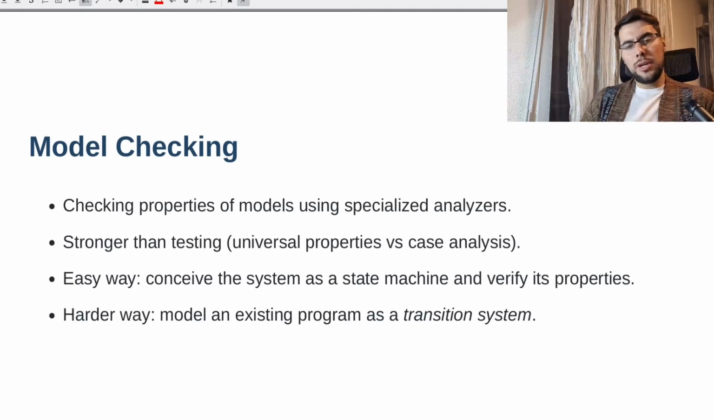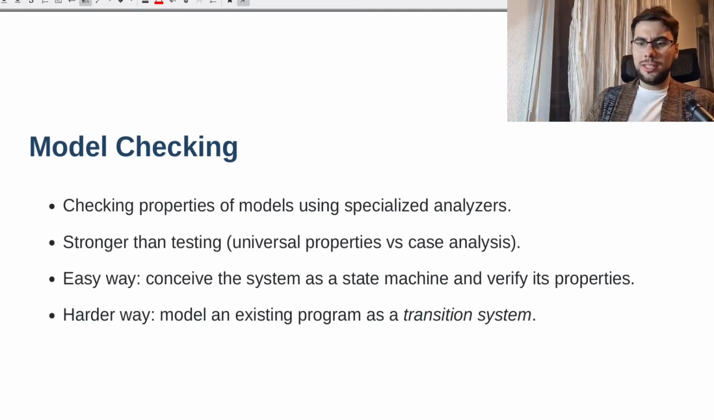And there are two ways we can approach the system design problem to employ model checking techniques. The easier way is to conceive the system as a state machine right from the start, verify its properties, and then implement it. We can sometimes even generate the code in, let's say, C or another language from the description of the model. A harder way is to take an existing program and model it as a transition system.